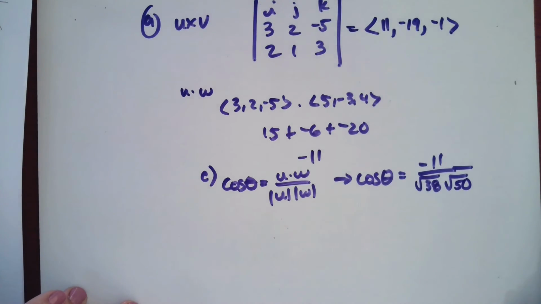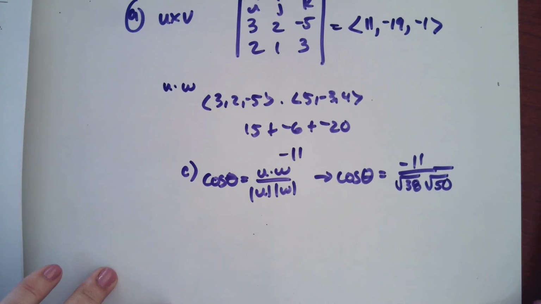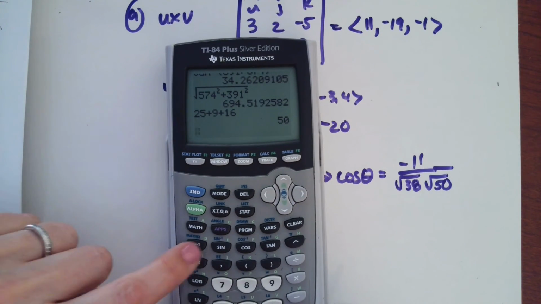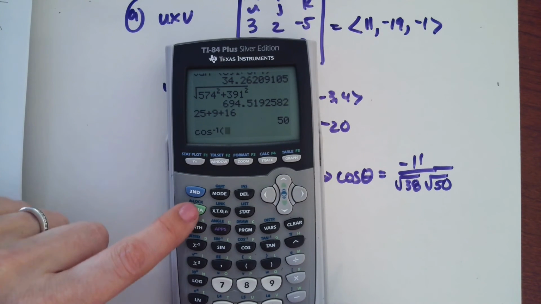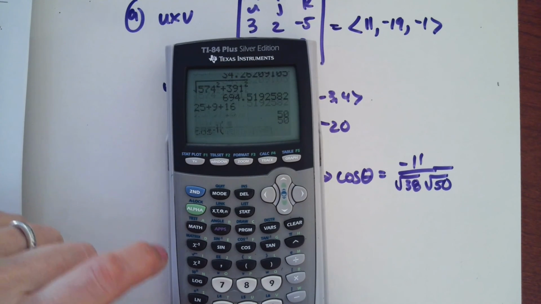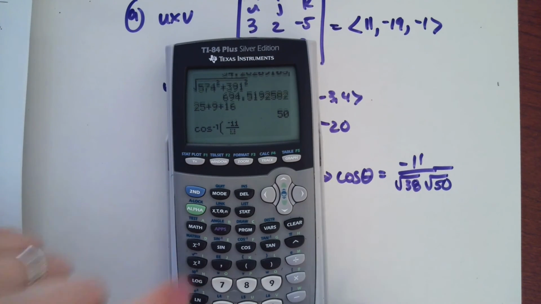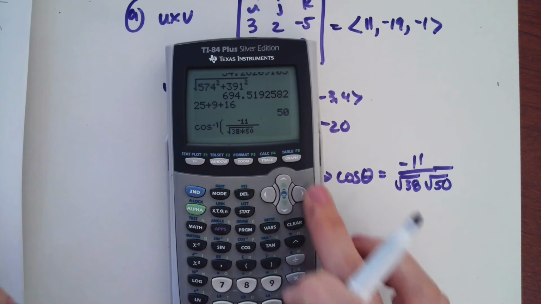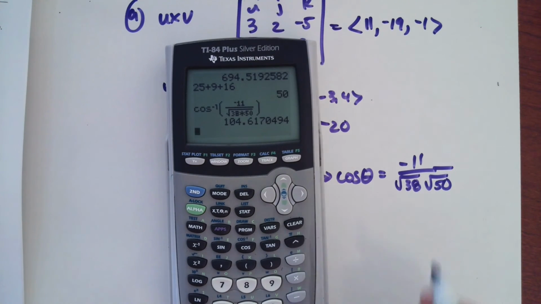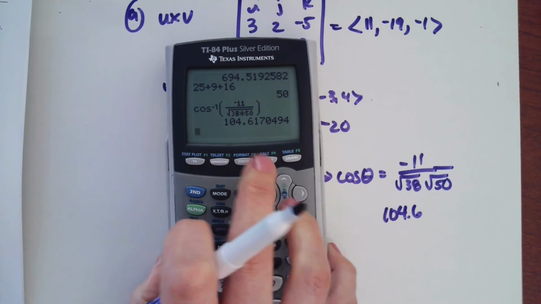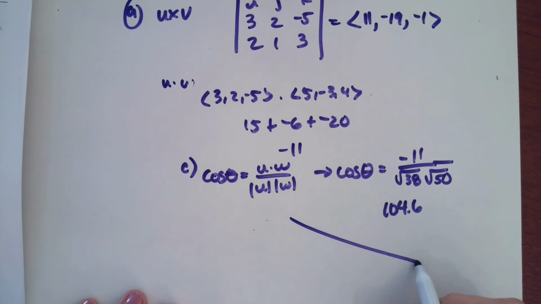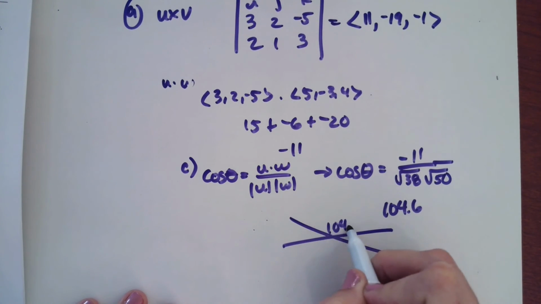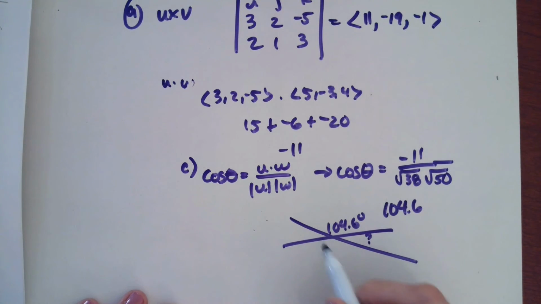All right, I'm tired, so I don't want to add those things in my head. So I just need the inverse cosine of that number, negative 11 over the square root. I'm just going to put these both under the square root, 38 times 50. Okay, there's that angle, 104.6. Now remember, when you have two things crossing, like the bigger one, 104.6, if you want the small one, you would just subtract from 180. So if you needed the acute angle instead of the obtuse angle, you could find that.